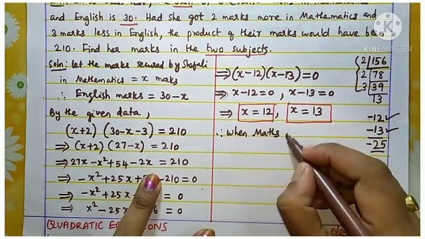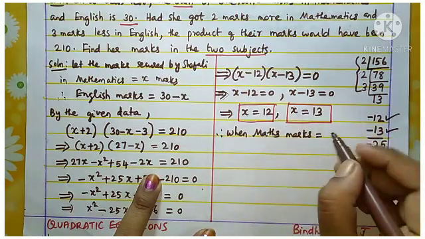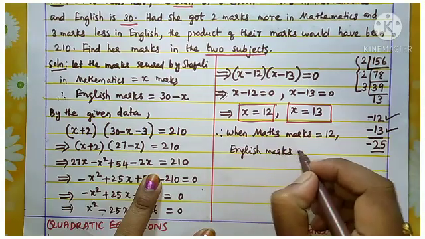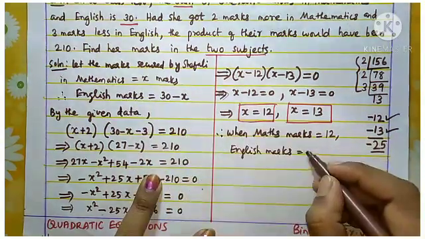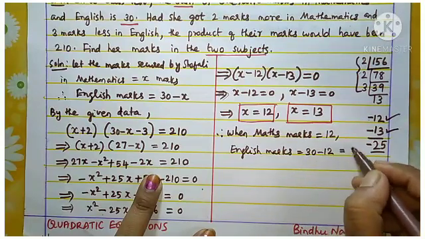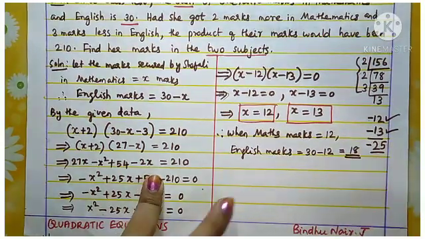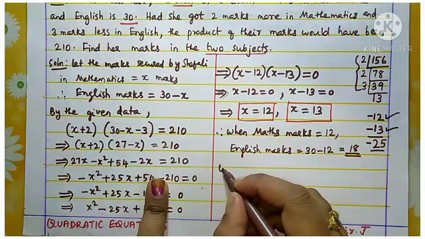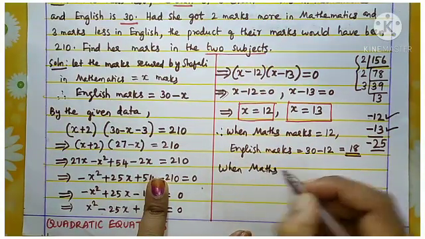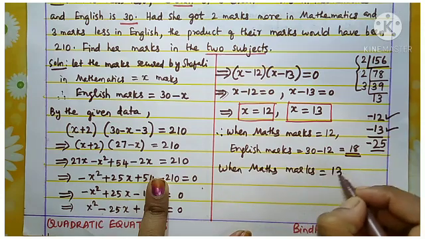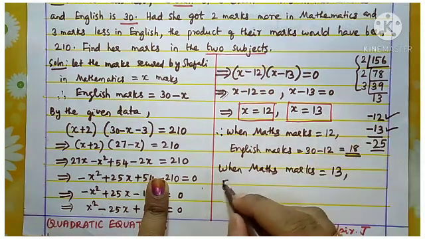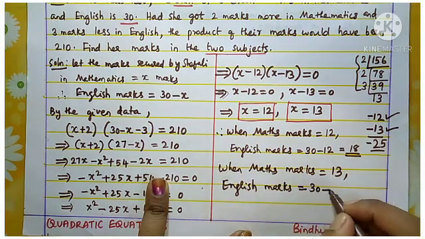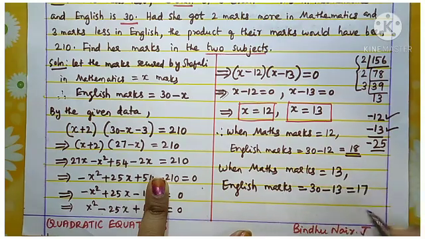when maths marks equal to this first case, 12, what is the English marks then? English marks is 30 minus x. So 30 minus 12, that is 18. So in the first case, when maths marks is 12, English marks is 18. Now do the second case. When maths marks is 13, the second case, then English marks equal to 30 minus 13, that is equal to 17.